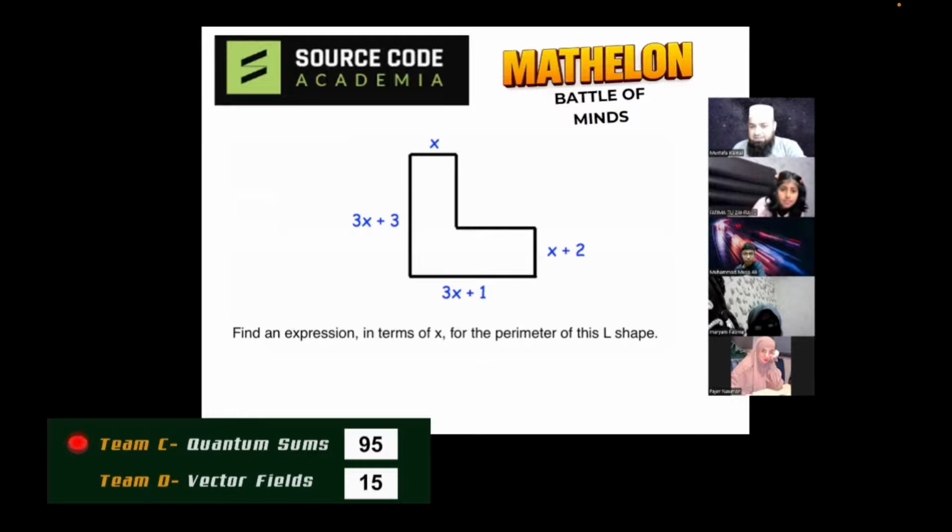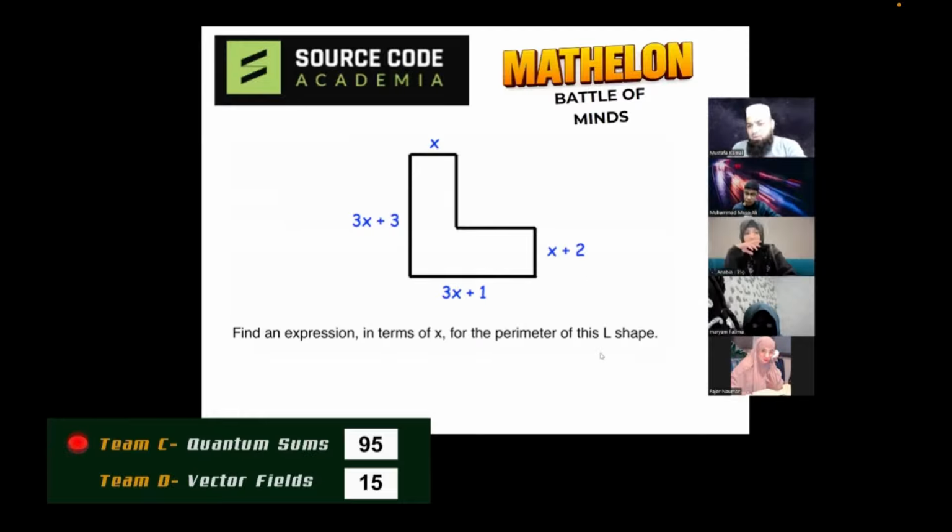This is the L shape, and you need to find the perimeter of this shape that is in front of you. You have 10 seconds. If anyone can answer from Team C, then I can give the marks. Rabia? 8x plus 6. It's 12x plus 8, the correct answer, right?